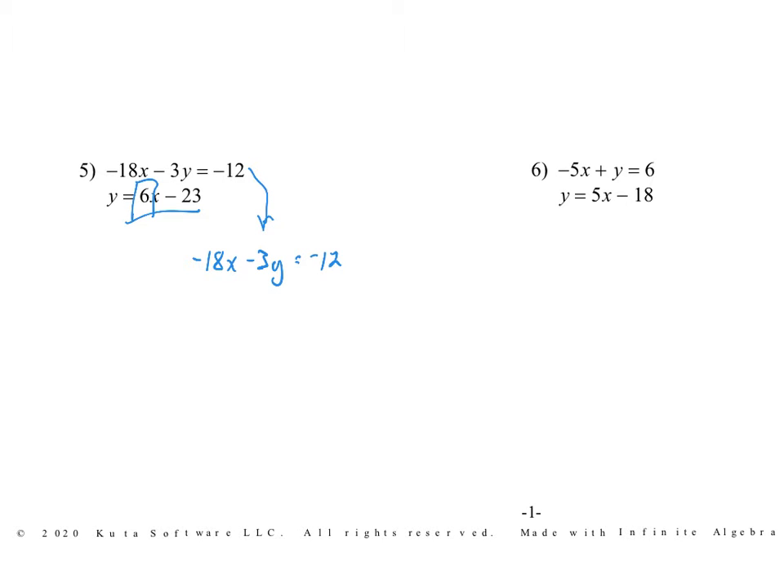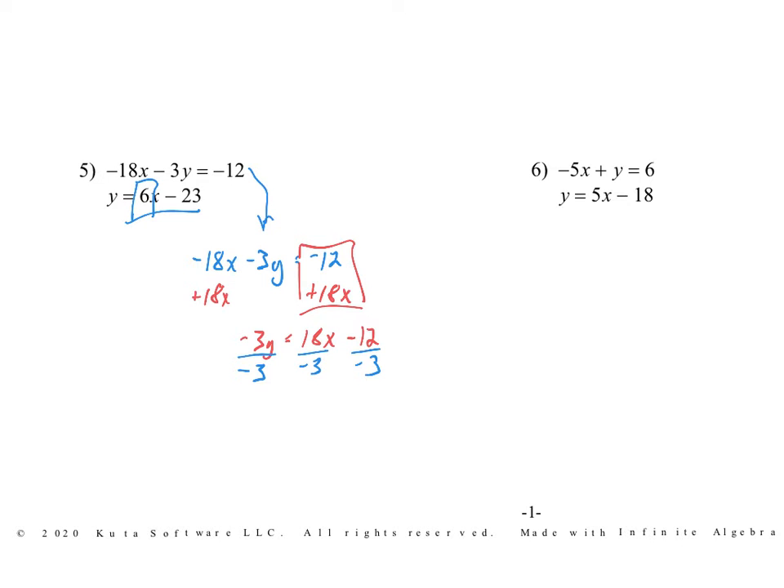So I just rewrote it down there, and I'm going to add the 18x to move it to the other side of the equation. Add 18x to both sides. We have negative 3y. Remember, don't combine these because they're not like terms. So we just list it out, 18x minus 12. Then we want to get the y by itself. So you're going to divide both sides by negative 3.